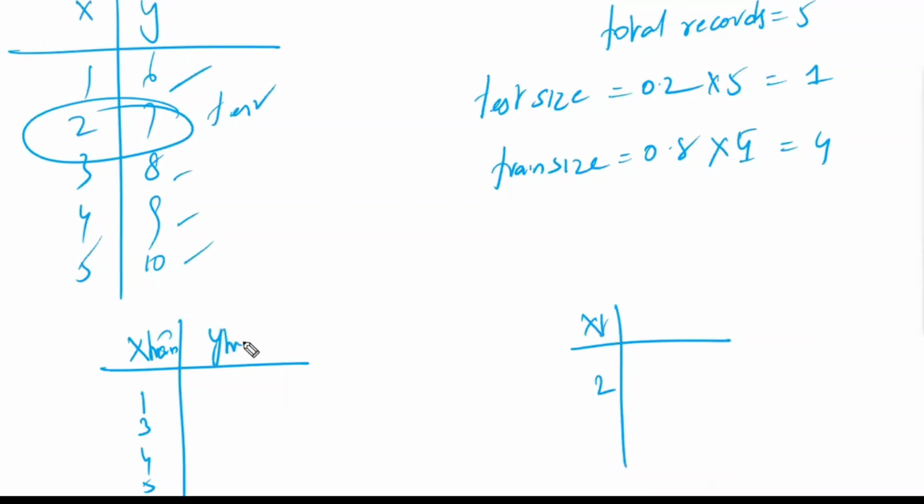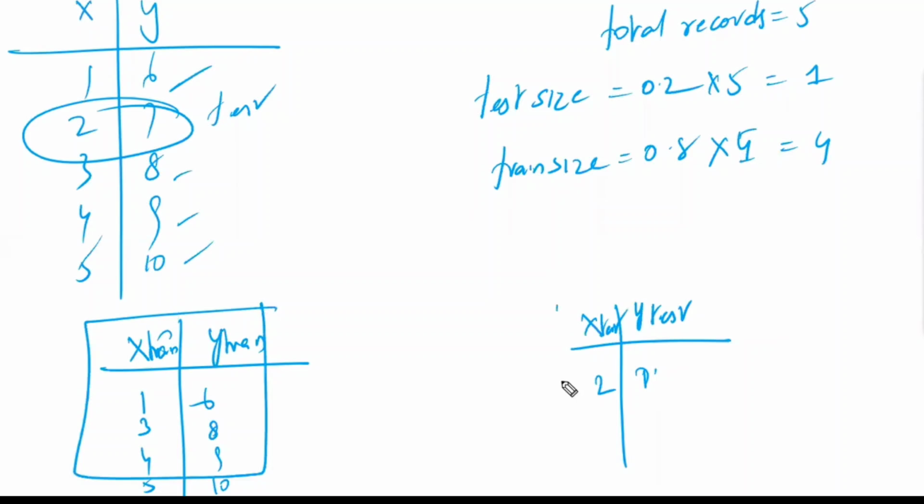Similarly, Y train. For the corresponding X values, what are the Y values? 6, 8, 9, 10. These 4 values are Y train. And this value, 7, is Y test. This is the training data. This is the testing data.